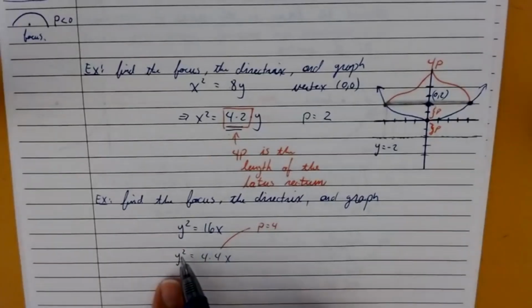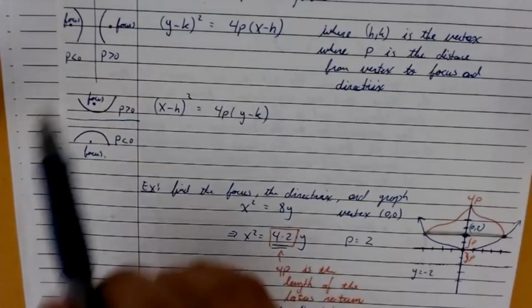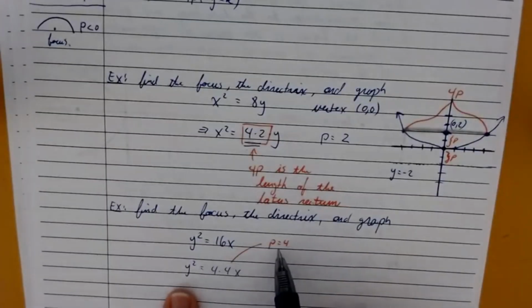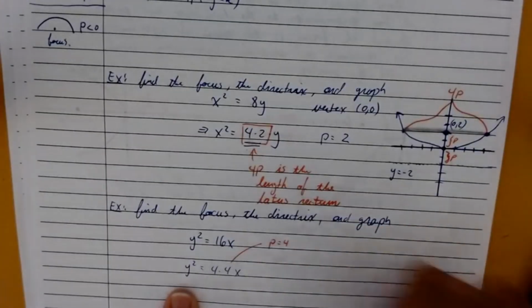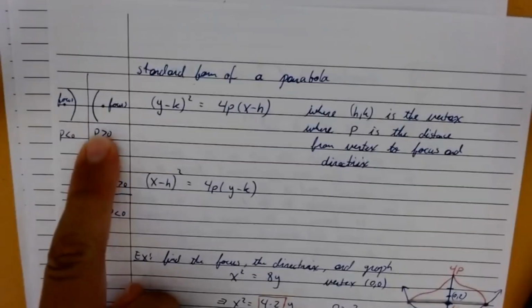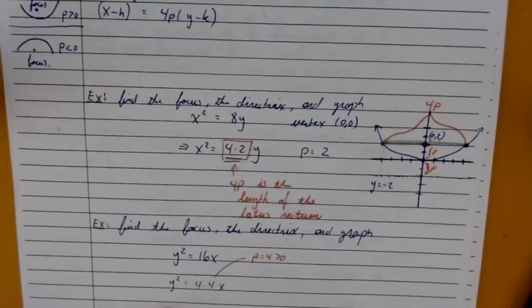We have y squared. Okay, so since we have y squared, that means we're going to have our focus either left or right of the vertex. But since p is positive, that means we're going to have it to the right. So p is 4, which is positive. So we have this situation where your focus is to the right of the vertex. All right, so now we have enough to start graphing.